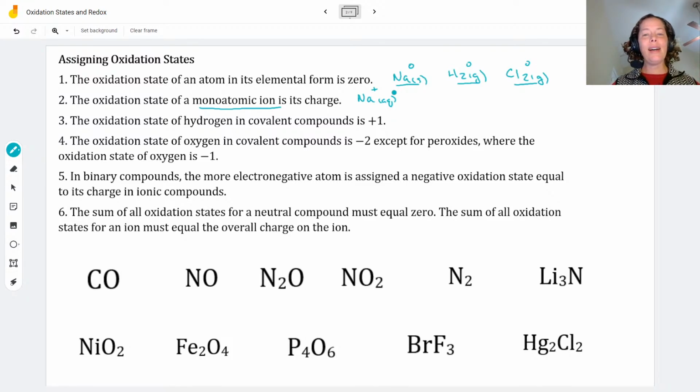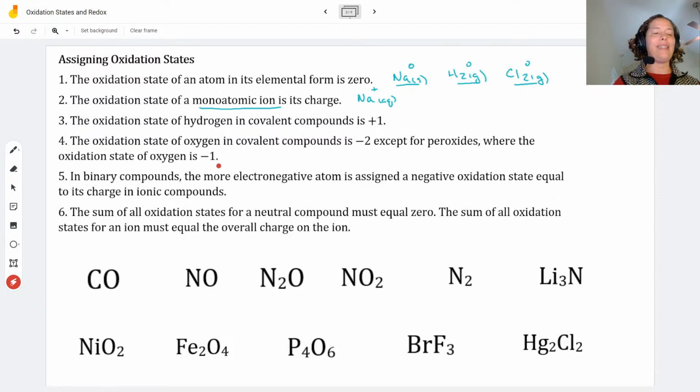Okay, so that is rule number 2. Rule number 3: the oxidation state of hydrogen in a covalent compound is going to be +1. We're going to use this quite often. That's pretty straightforward. We're going to do the same thing for oxygen, but for oxygen, we're going to have an oxidation state of -2. The exception to this is peroxides, where oxygen is going to be -1.